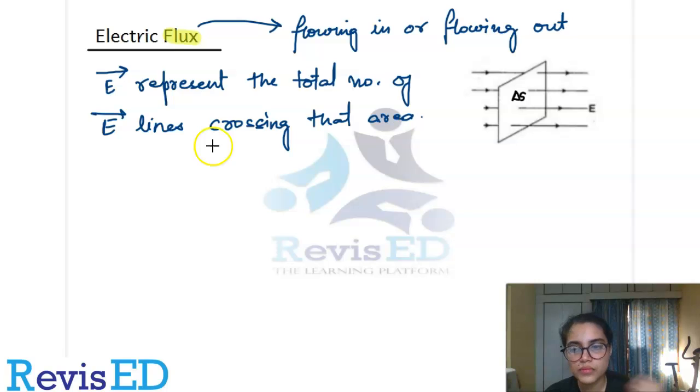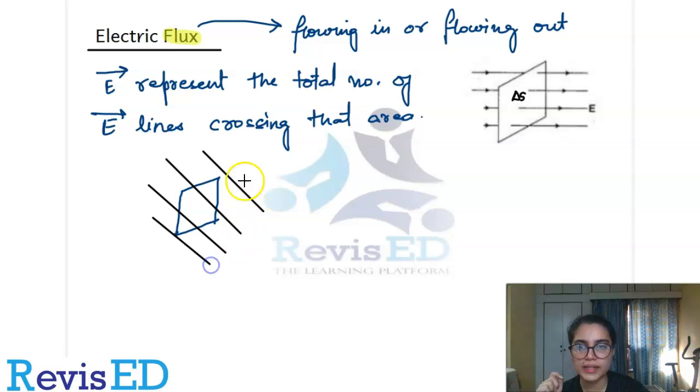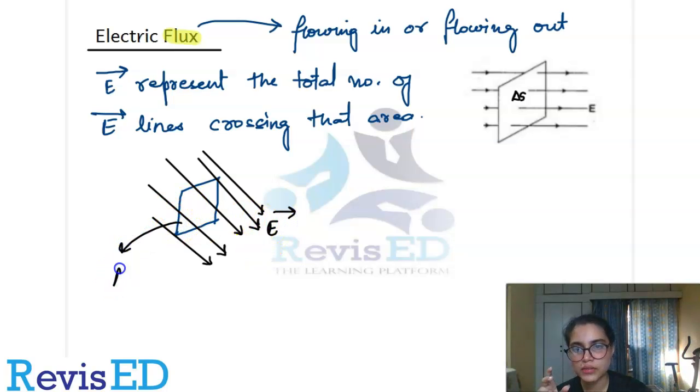Over here, delta S is the surface area of the element that we have kept. If we tilt it, just assume that we tilted the surface. This is our surface, and now the electric lines of force are going like this. That is, we have kept it at a certain angle. Assume the electric lines of force to be parallel to each other. This is your surface dS.